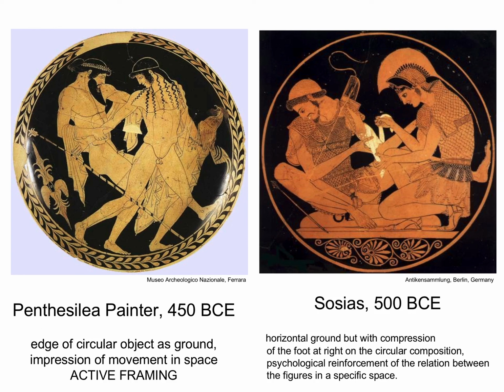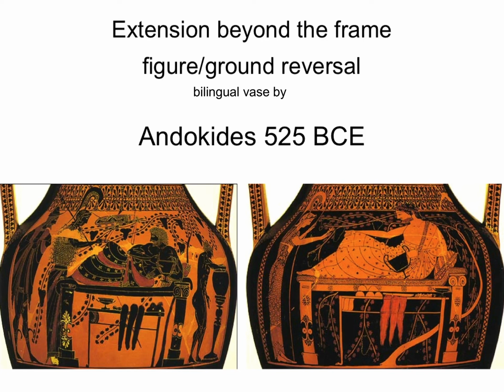Another thing that happens a lot in Greek Attic pottery is the extension of the image beyond the frame. Instead of the frame containing the image within its edge, the image goes beyond the frame and exceeds it. And that's quite interesting as well. And we have a wonderful example of that here on a bilingual vase by Andokides, where you have figure ground reversal. You have a black figure on the left and the red figure on the right, and I will not repeat the difference between the two because we've looked at that quite closely before.